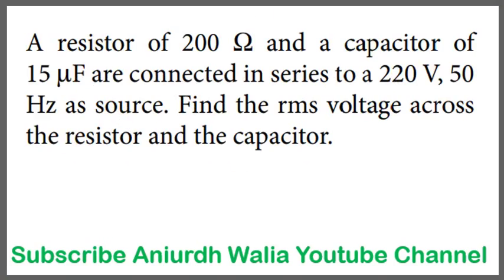Now move to the next problem, that is a resistor of 200 ohm and a capacitor of 15 microfarad are connected in series to a 220 volt, 50 hertz source as shown. Find the RMS voltage across the resistor and the capacitor. You have to find out the RMS voltage. Resistance is 200 ohm, capacitor value is also given as 15 microfarad, connected in series to a 220 volt, 50 hertz source. Now move to the solution part.